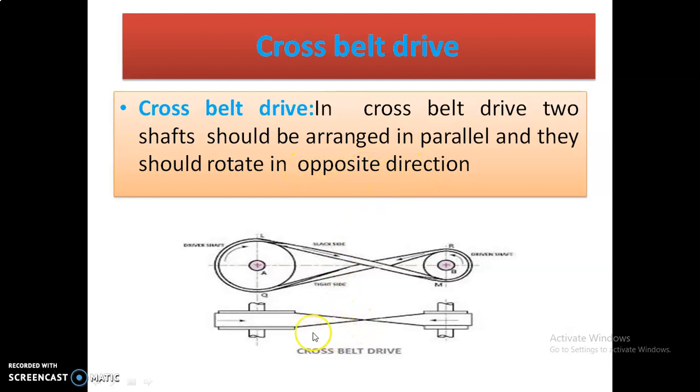See here in this diagram, this is the one shaft and this is the second shaft. This shaft is parallel to this one and this one is parallel to this one, means these two shafts are parallel to each other. And this is pulley A and this one is pulley B. If pulley A rotates in the clockwise direction, pulley B rotates in anti-clockwise direction. Means if shaft A rotates in clockwise direction, shaft B rotates in anti-clockwise direction. So this is about the cross belt drive.